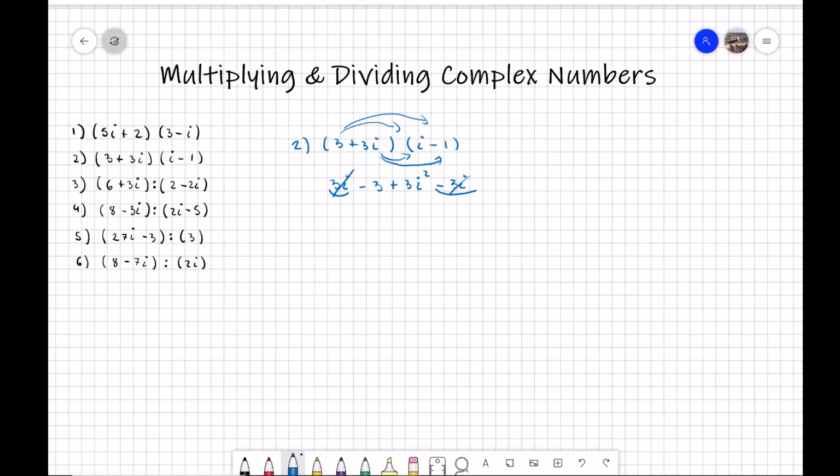These two get cancelled out, and then we have negative 3 plus 3 times negative 1, right? Because remember we said that i squared was equal to negative 1, since i was equal to the square root of negative 1. Alright, so then this becomes negative 3 minus 3, which is equal to negative 6.